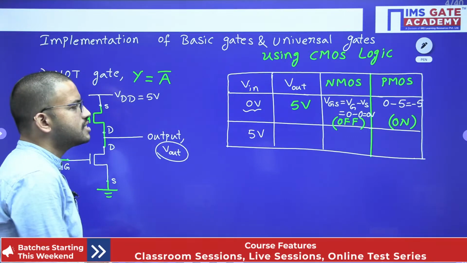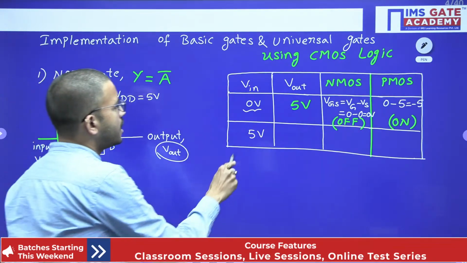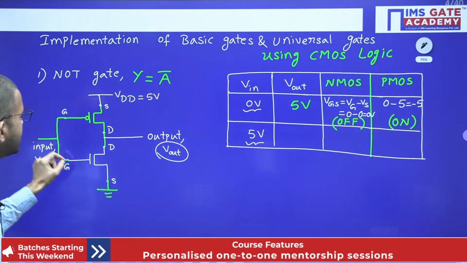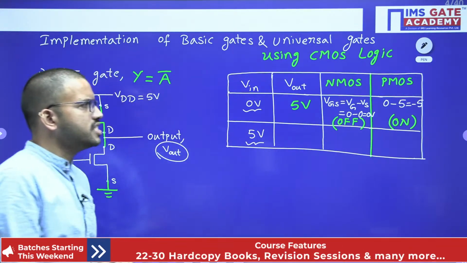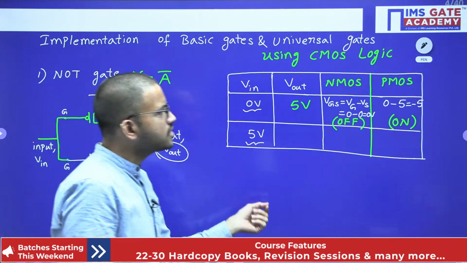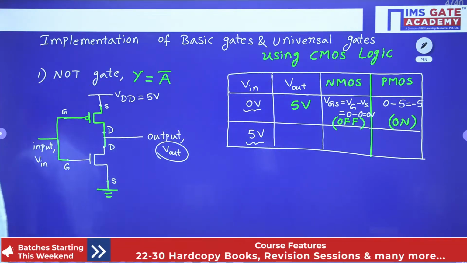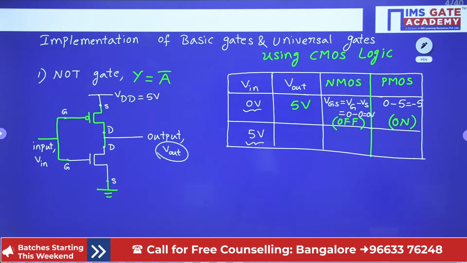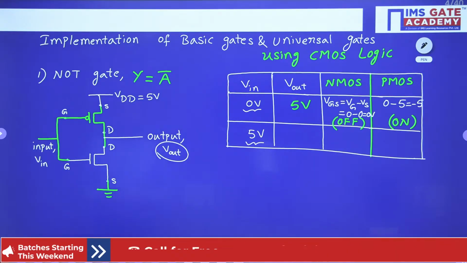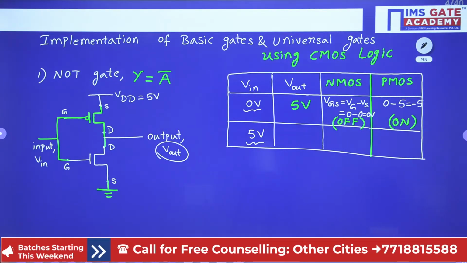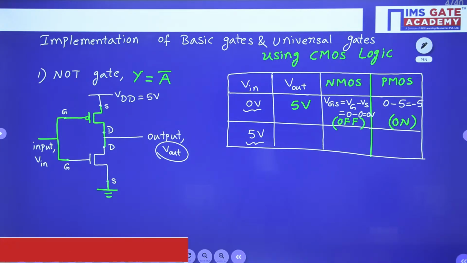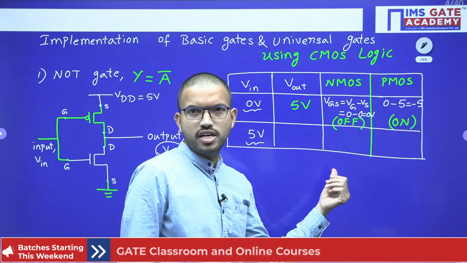Okay. Now let us consider the other case. The other case is input voltage, that means at the gate terminals we are applying 5 volt. Now in this case, all of you just quickly try to calculate VGS, check the relation, and tell me which transistor will be on in this particular condition. See, in this case, NMOS will be on and PMOS will be off.